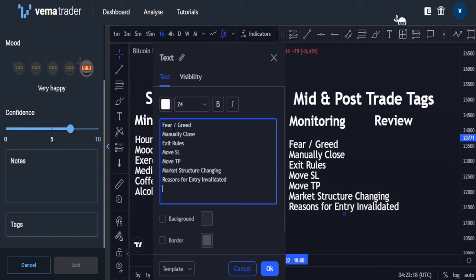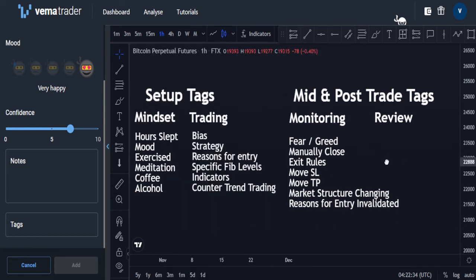The whole point of tagging, like I said before, is to end up improving your trade plan. So anything you can tag that can help you build rules in your trade plan to be more profitable is a great thing to tag. These are just examples. So those are some ideas for monitoring.